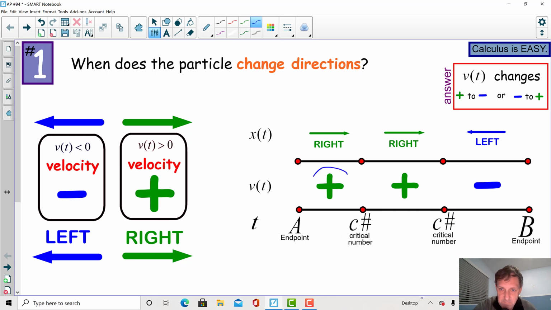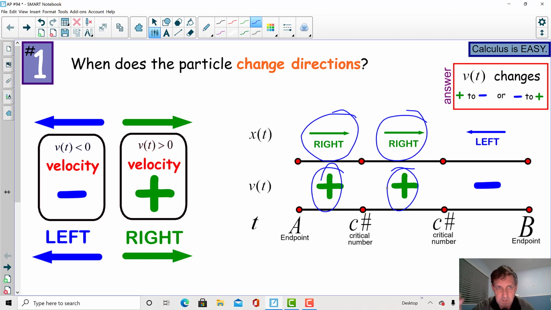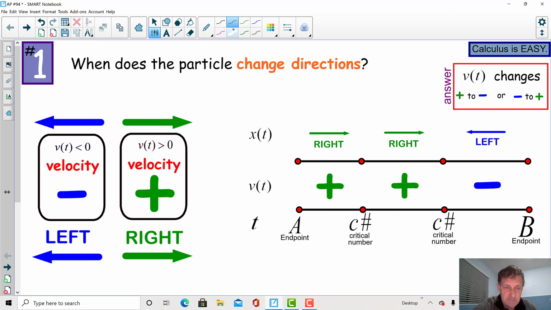You'll see that we tested in between the critical numbers and the endpoints, and we got the values for our velocity. The important thing about this question is that if your velocity is positive, then it means your particle is moving to the right. So you can see when your velocity is positive, the particle is moving to the right. And when your velocity is negative, your particle is moving to the left. So you can see at this first critical number, we do not change directions because we're going right. And then the velocity is 0 or undefined. And then we're going right again. So we did not change directions.